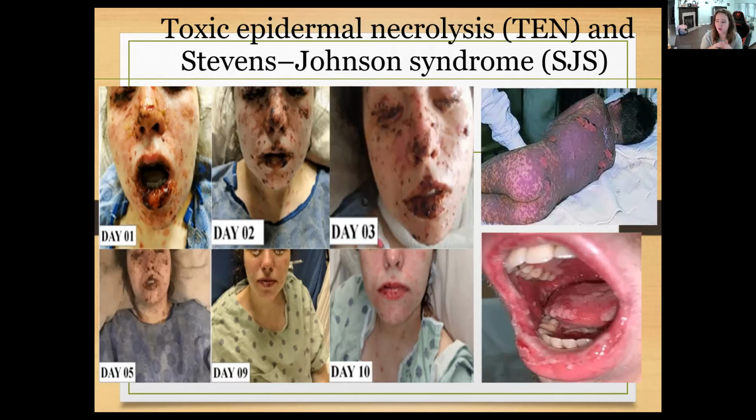We can apply powder to the sheets to keep their skin from adhering to the sheets and pulling it off. We want to monitor for signs and symptoms of thermoregulation problems, so hypothermia, just like with our burn patients. And then again, skin care is going to be similar to that of a patient who's had a burn injury.